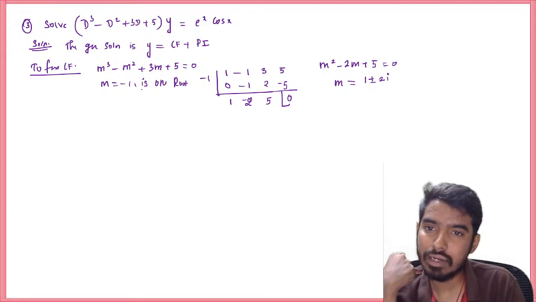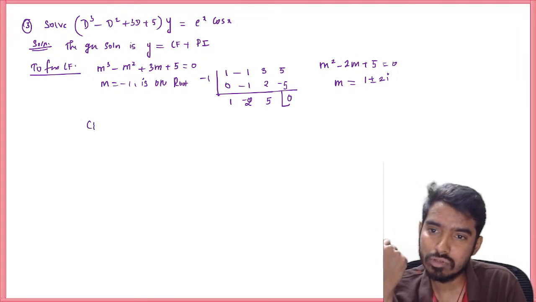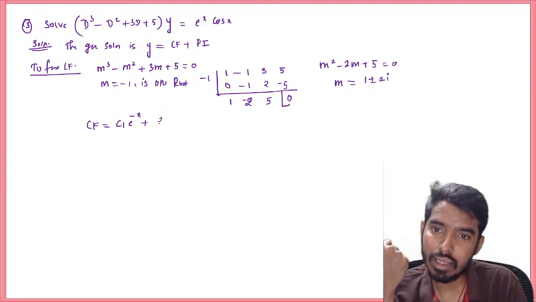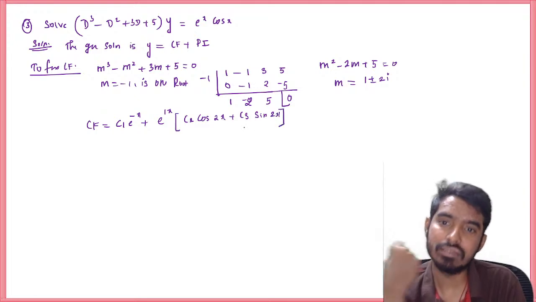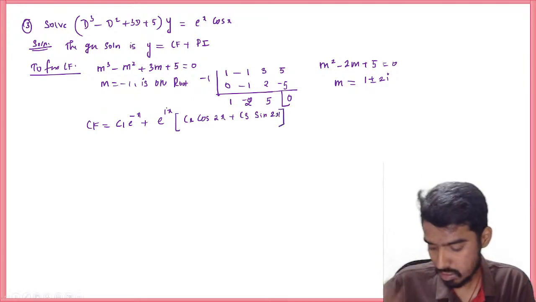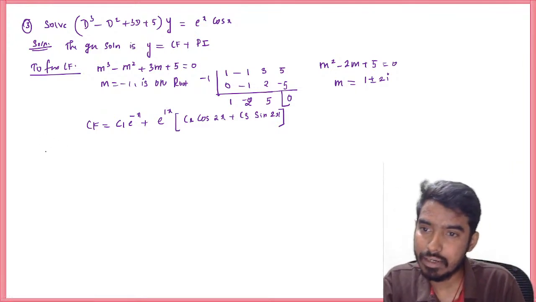So therefore, the roots are one distinct root and one pair of complex roots. So we will have CF equal to C1 e power minus x, plus e power alpha x, C2 cos beta x plus C3 sin beta x. This is your complementary function. So we will find the particular integral now.